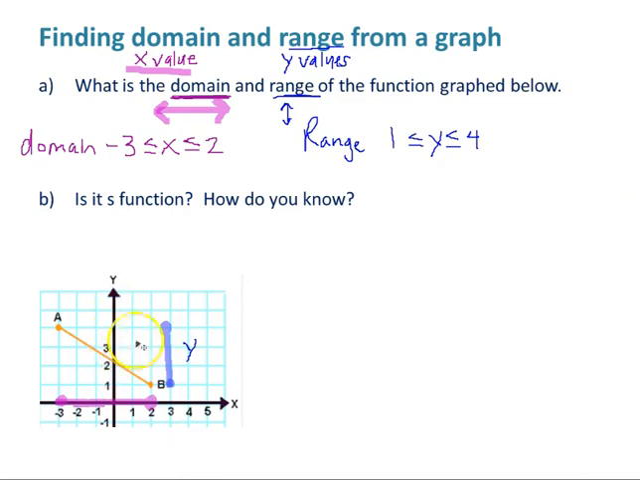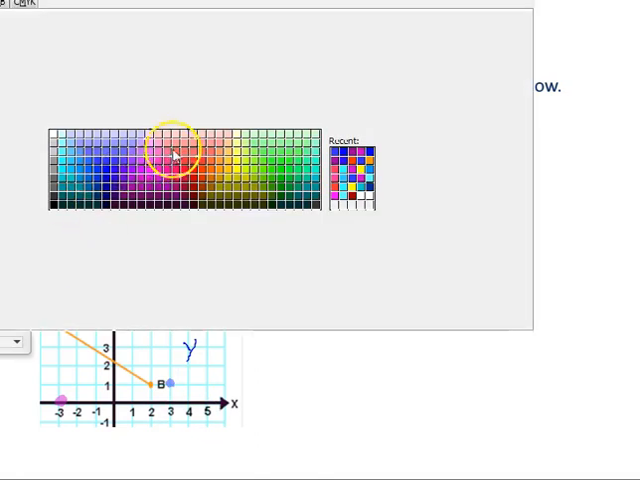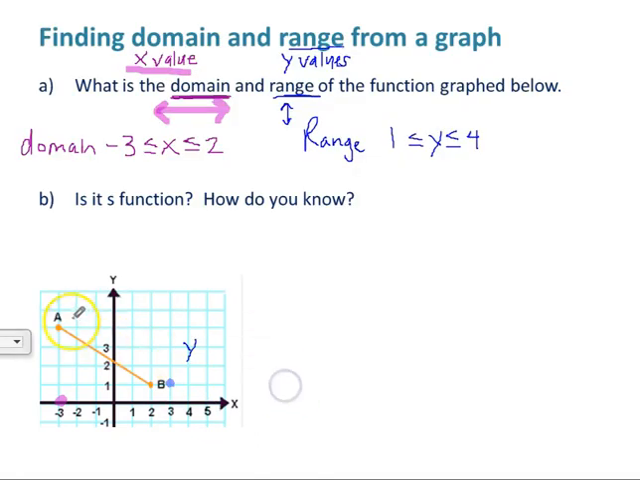Is this a function? Well, a really easy way to tell when you've got a graph if it's a function or not is to apply what we call the vertical line test. And the vertical line test just means that if you draw in a vertical line, it can only touch the graph in one place. And if it only touches in one place, then it is in fact a function.